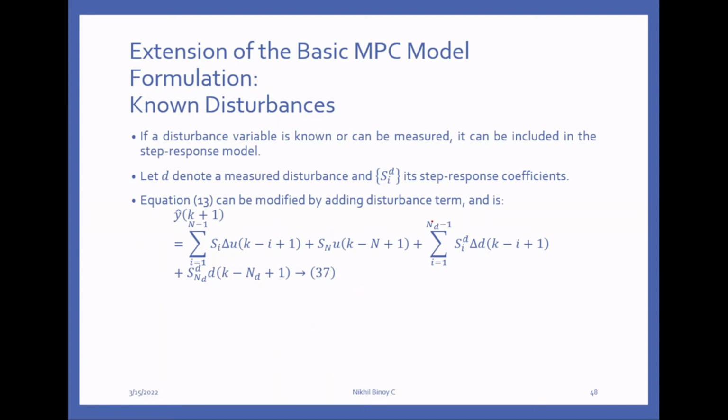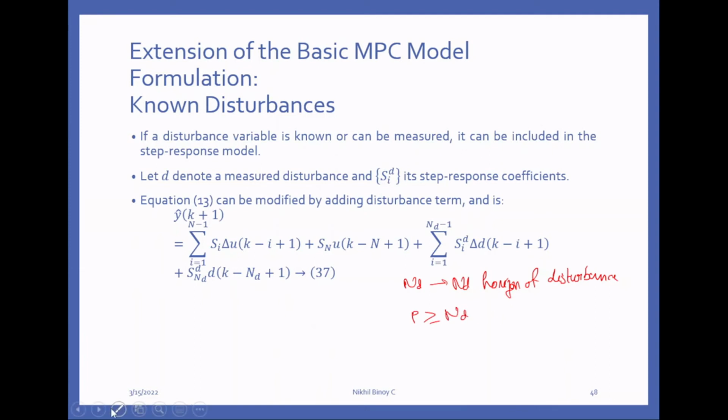So here please note some differences. nd is the horizon of disturbance. The important thing is that P must be greater than or equal to nd also. That is also very important.